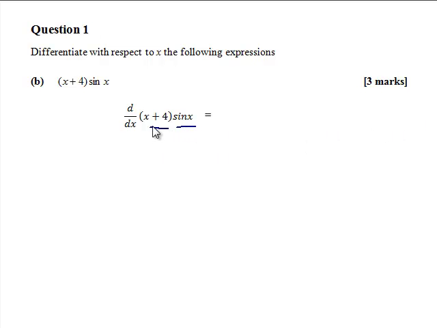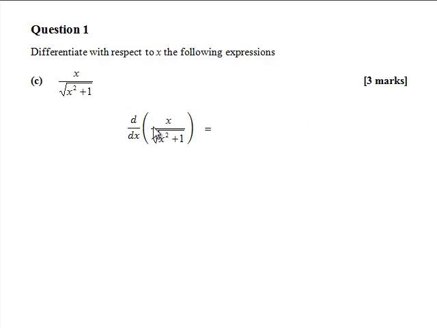So the first term is u dv dx, which is x plus 4 times cos x. And then we have v du dx, which is just sin x. And that's the answer to part B.